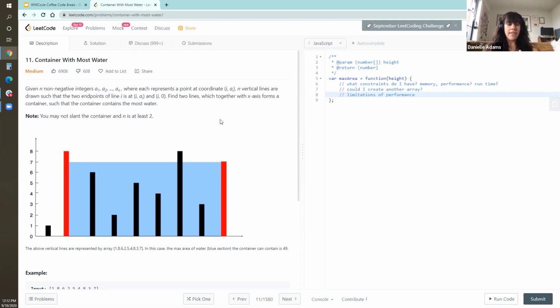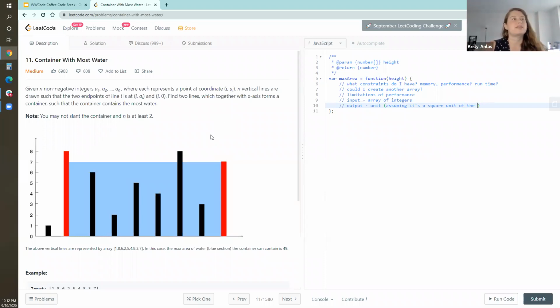So that would be the first thing, yeah. And then input and output. The input looks like a set, or not a set, an array, because we do care about order. And the output is a unit, which we assume is a square unit of some sort, which is an integer, a positive integer. I don't think it would ever be 0, but yeah, we're assuming it's a positive integer. Right. And I'm guessing, just looking at this, that the number we're going to end up using is the lower of the two heights that we're using as our container.